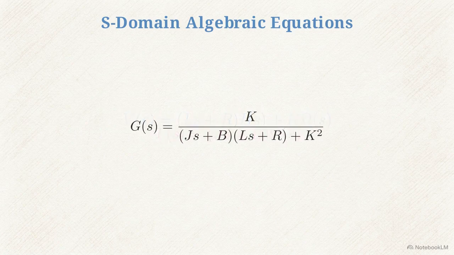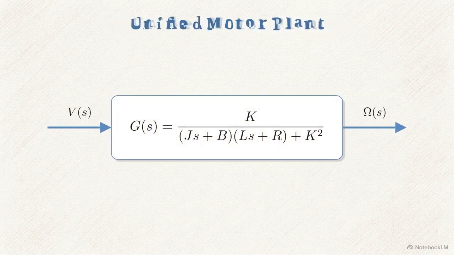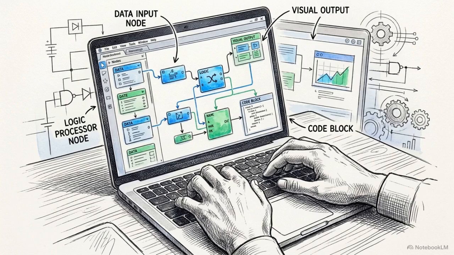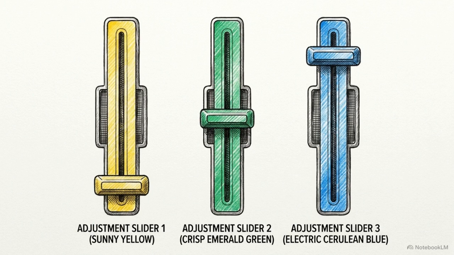By combining the electrical and mechanical equations, we generate this unified transfer function, G of S, which represents the entire coupled motor plant. For a systems engineer, this algebraic block represents control. The physical mass and electricity have been successfully isolated into a controllable digital entity. Converting time-domain physics into an S-domain transfer function is the step that makes digital proportional integral derivative, or PID, tuning possible.